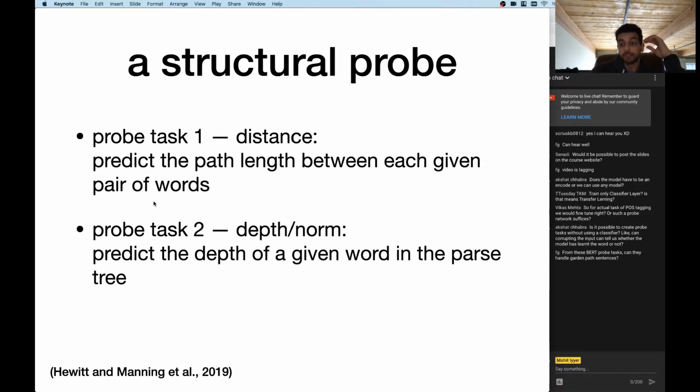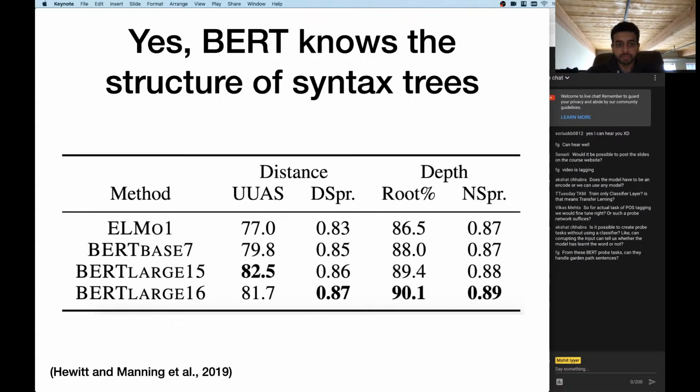You can formalize this as a probe task where, given a sentence representation and the representations of 2 words in the sentence, you predict how far away in the tree they are. And then also predict, given any word and the sentence representation, how deep in the tree that word is.